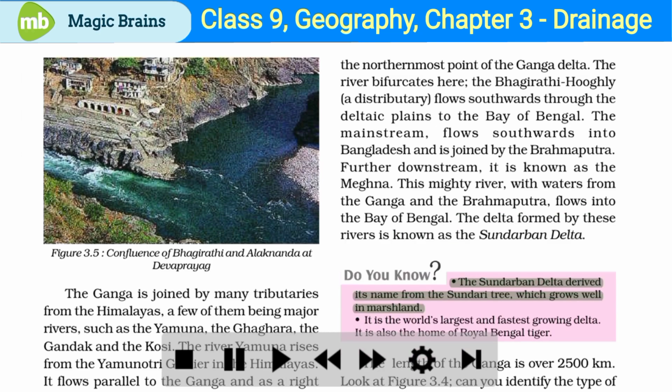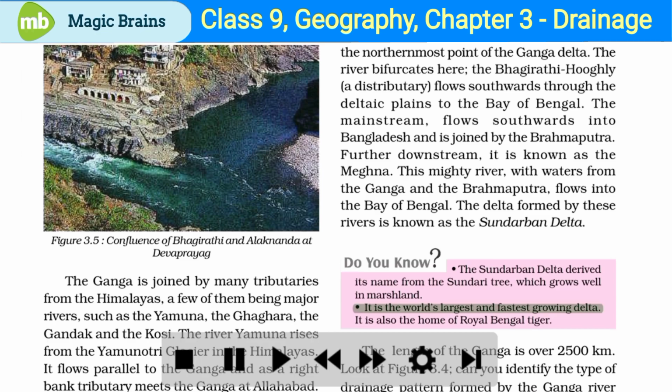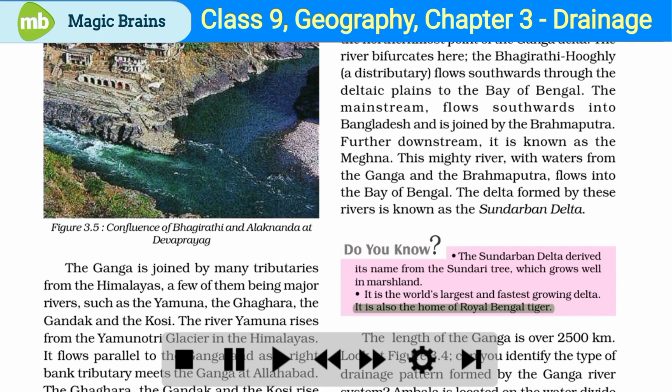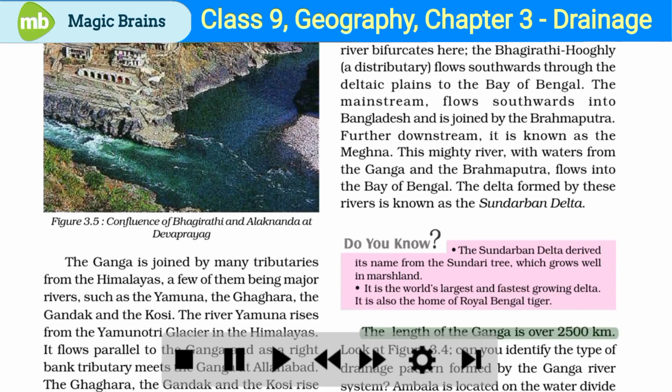Do you know? The Sundarban Delta derived its name from the Sundari tree, which grows well in marshland. It is the world's largest and fastest growing delta. It is also the home of the Royal Bengal tiger.